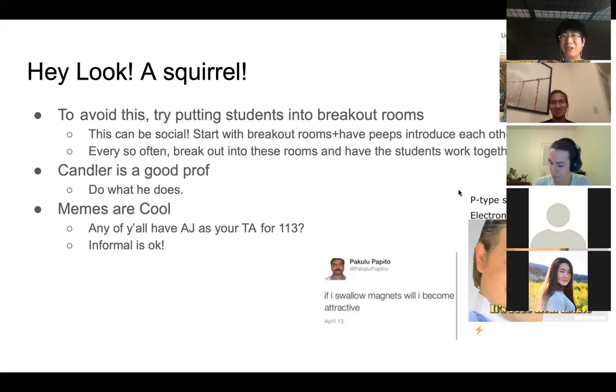Yeah, he has memes on his slides, and he's pretty informal when he explains stuff. So if you're doing an EE2 review session, you could put memes like "P-type semiconductor exists." Or you could put this type of meme if you're doing circuits, right? Listening to AC/DC and you're listening to the signal coming out of the socket.